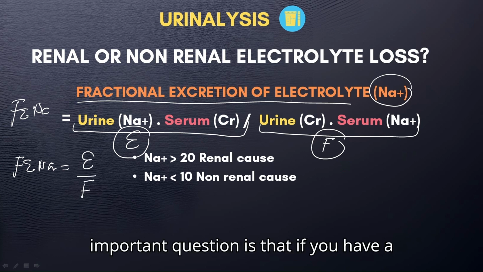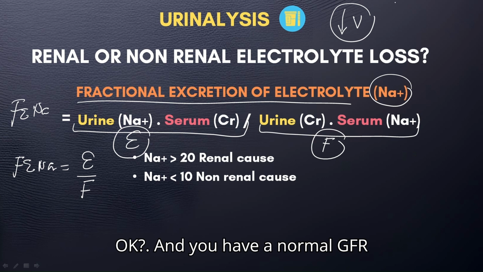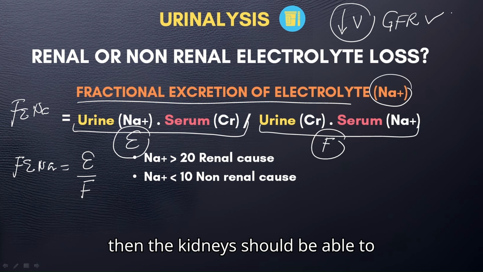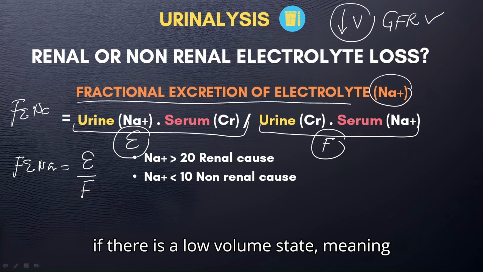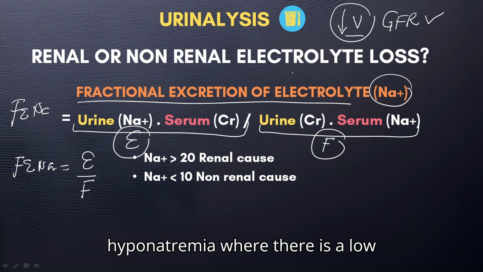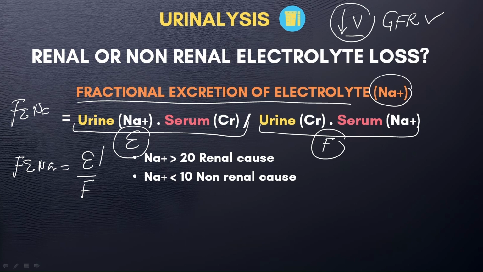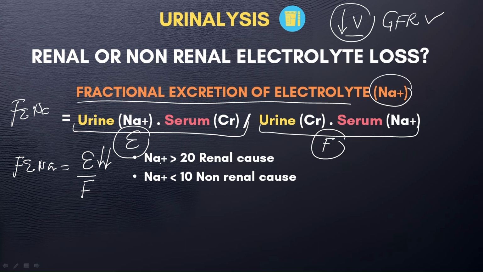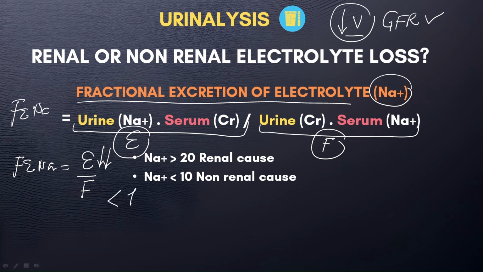Now here, an important question is, if you have a low volume state and you have a normal GFR, that is, normal renal function, then the kidneys should be able to enhance the reabsorption of sodium. In hypotonic hyponatremia, where there is a low volume state, the kidneys would rather decrease the excretion of sodium, that is the sodium levels in the urine, and this would lead to a fractional excretion of sodium being less than 1%.